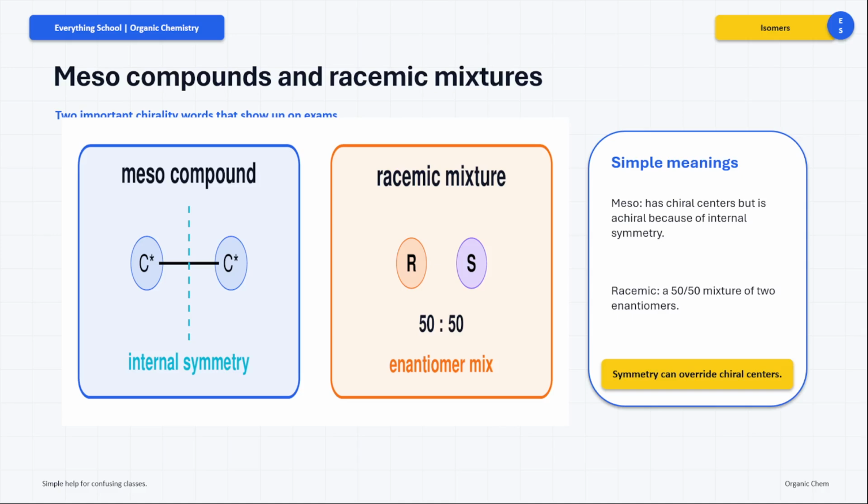Meso compounds and racemic mixtures are not the same thing. A meso compound is one molecule with internal symmetry. A racemic mixture is a mixture of two different enantiomers.